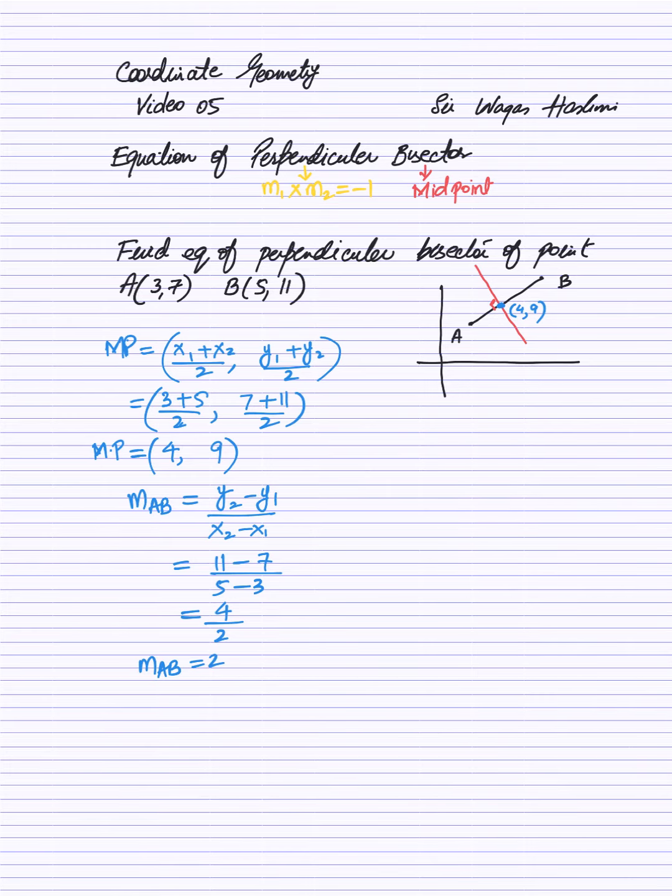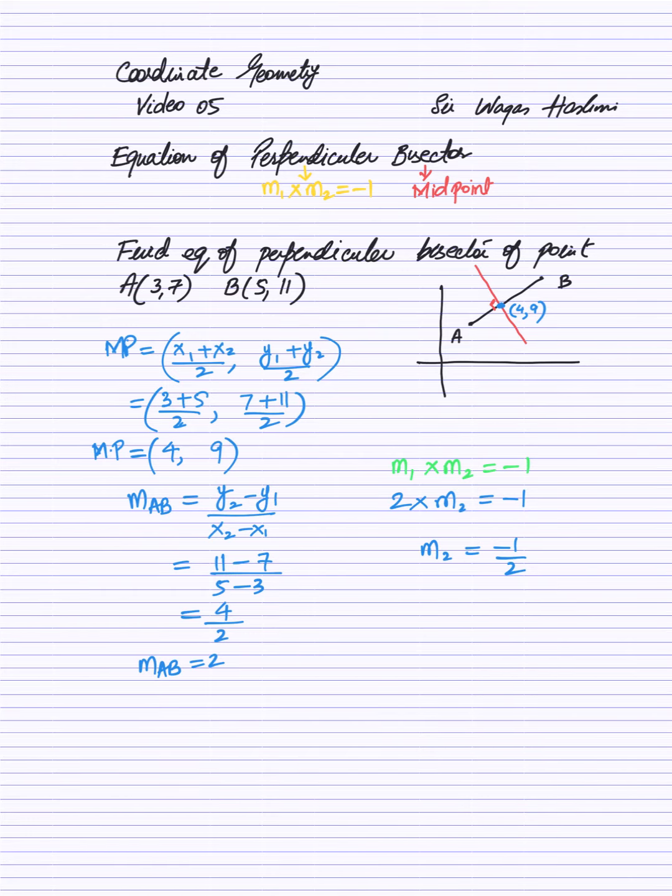Now we need to apply the condition of perpendicular, that is m1 multiplied by m2 equals minus 1. The gradient we have is 2. For the perpendicular line, the gradient m2 is unknown. So the value of the gradient m2 is minus 1 upon 2. That is the gradient of the perpendicular line that we are looking for.